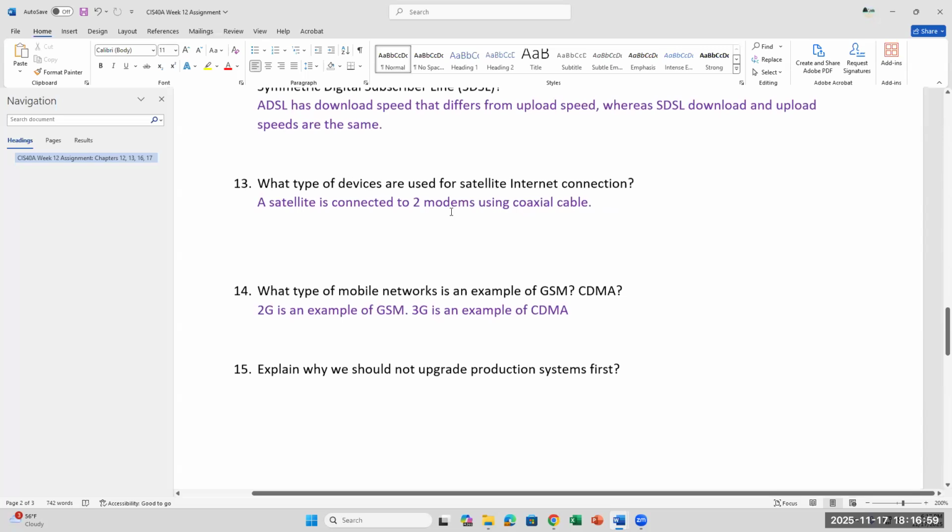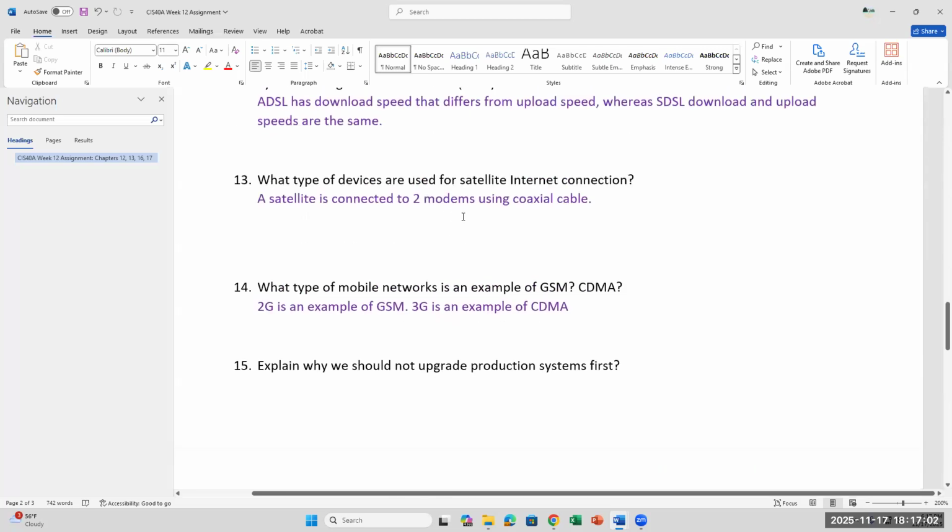I will maybe take 14 down. Are we okay with 13? Any questions?